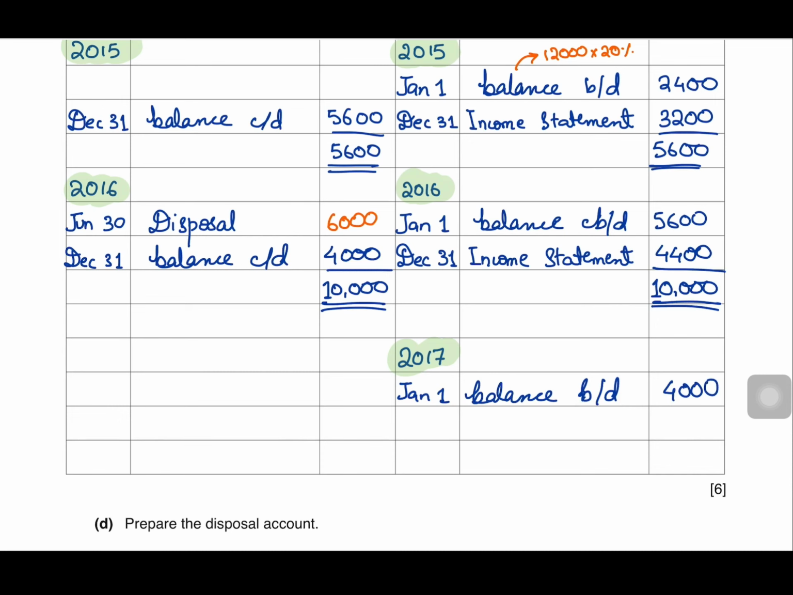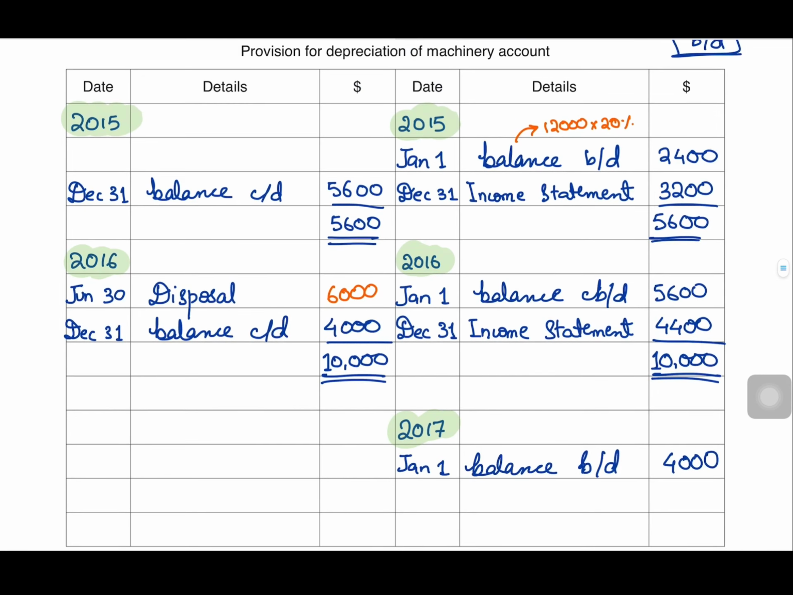$4000, right? Last year it was $5600, now it has reduced to 4000, and that is because we have disposed of a machinery in the last year, right? So please don't forget to make this entry in your provision for depreciation account if there is a disposal in question, because of course this will be carrying good marks.